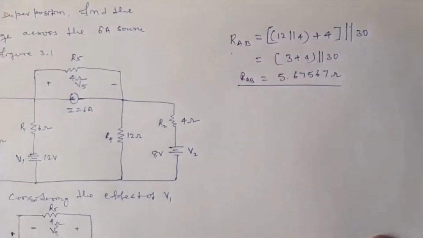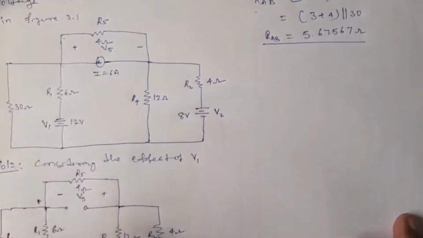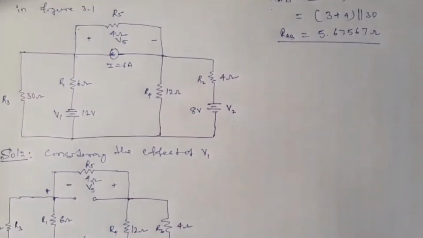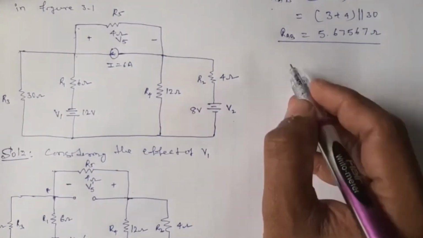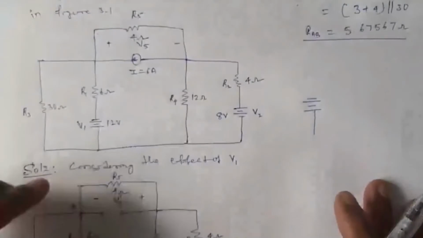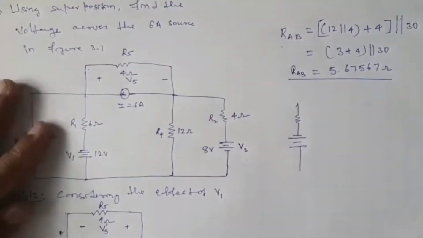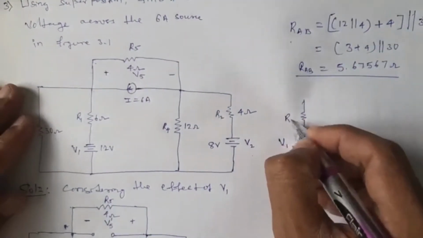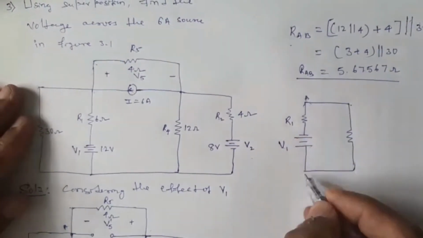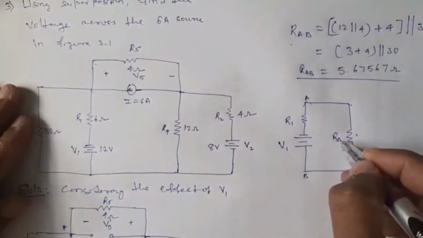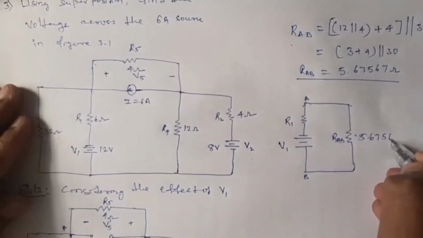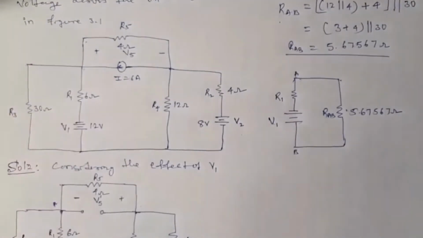So we found RAB. Now if I draw this network again, considering RAB, we'll get it like this. Look at these signs: negative, positive, negative, positive. I have not considered R1; R1 will be as it is. This is R1, this is V1, and here our RAB will come, because I considered AB. So RAB is equal to 5.67567 ohm.